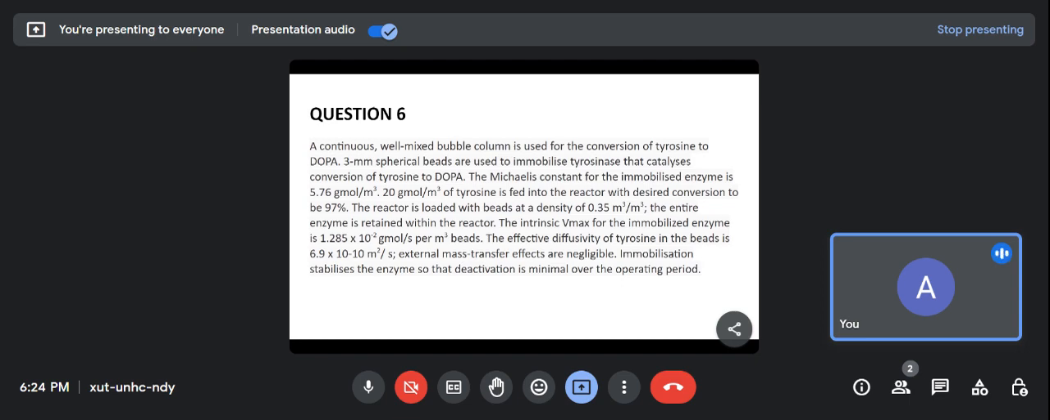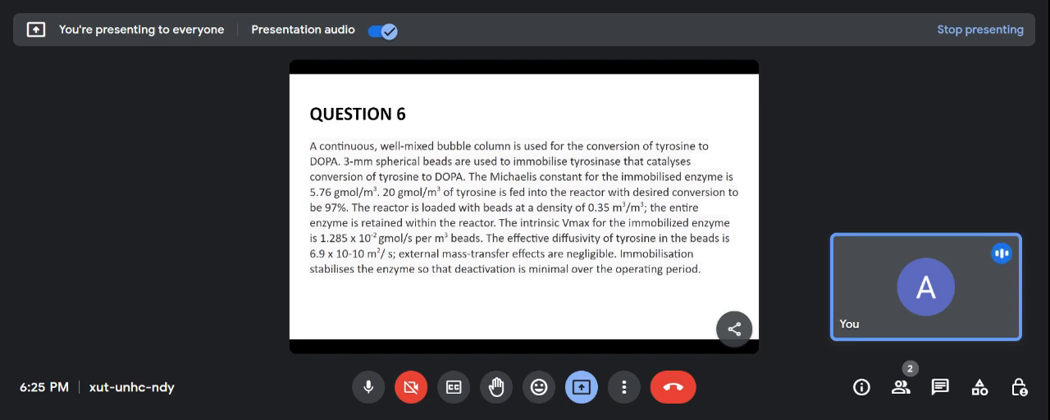This is a numerical problem, so let's read the question carefully. A continuous well mixed bubble column is used for the conversion of tyrosine to dopa. 3 millimeter spherical beads are used to immobilize tyrosinase that catalyzes the conversion of tyrosine to dopa. The Michaelis constant for the immobilized enzyme is 5.76 gram mole per meter cube, and 20 gram mole per meter cube of tyrosine is fed into the reactor with desired conversion to be about 97%. So you want at least 97% of tyrosine to be converted to dopa.